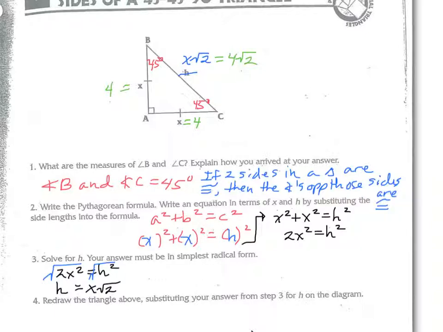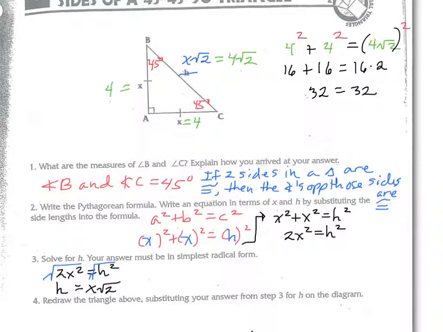So we're going to take the legs, 4 squared plus 4 squared equals 4 rad 2 squared. So 4 squared is 16 plus 16 equals, what's 4 rad 2 squared? Rad 2 times rad 2? 2. And so 16 plus 16 is 32 equals 16 times 2 is 32. Doesn't that check? So it works.